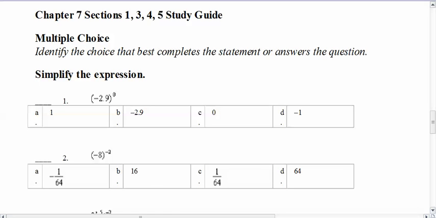Okay, number 1, anything to the 0 power is 1. So it's letter A.